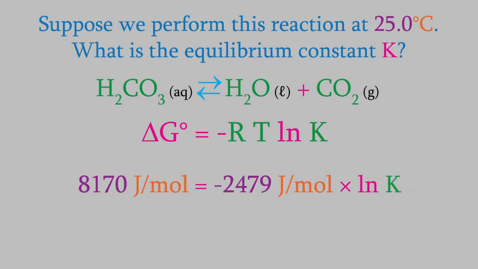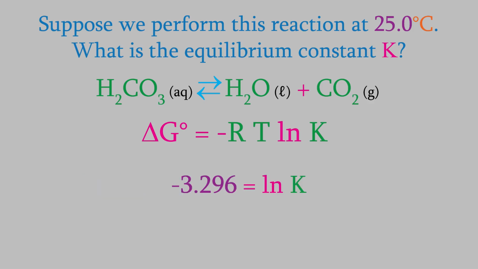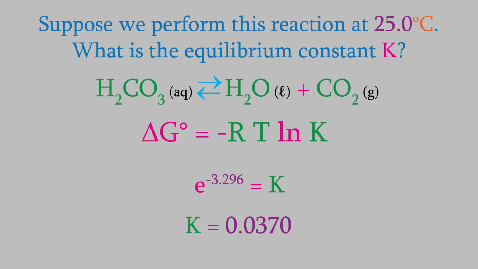Now we just solve the equation. First, I'll multiply R and the temperature. Next, I'll divide both sides by negative 2,749 joules per mole. Finally, we get rid of the logarithm by making the left side the exponent on e. That gives us a result of 0.0370 for K.